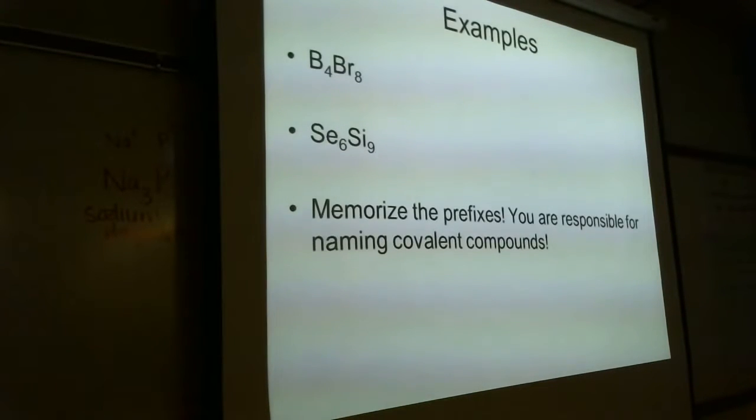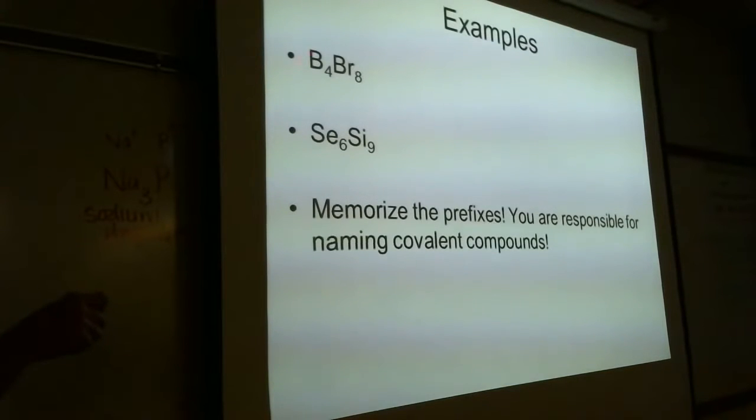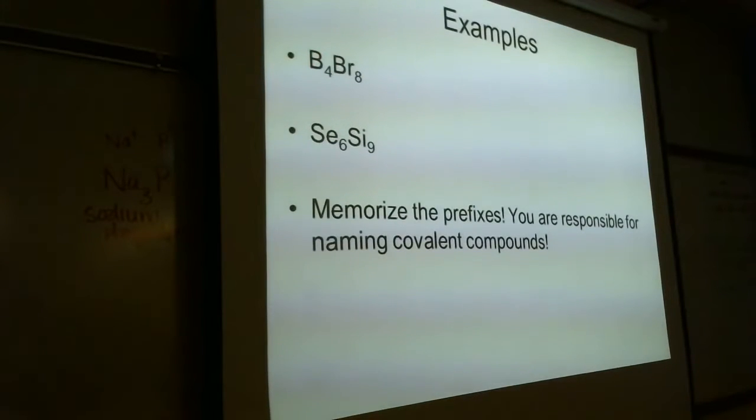So let's go through these together. Boron and bromine, are those both non-metals? Confirm this on your periodic table. Yes, they're both non-metals. So what's the prefix for 4? Tetra, good. And what's the prefix for 8? Octa. So it would be tetraboron octabromide.